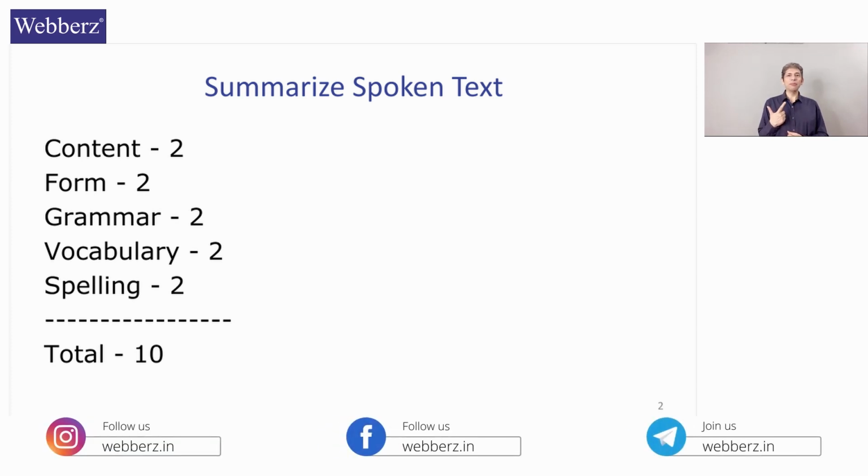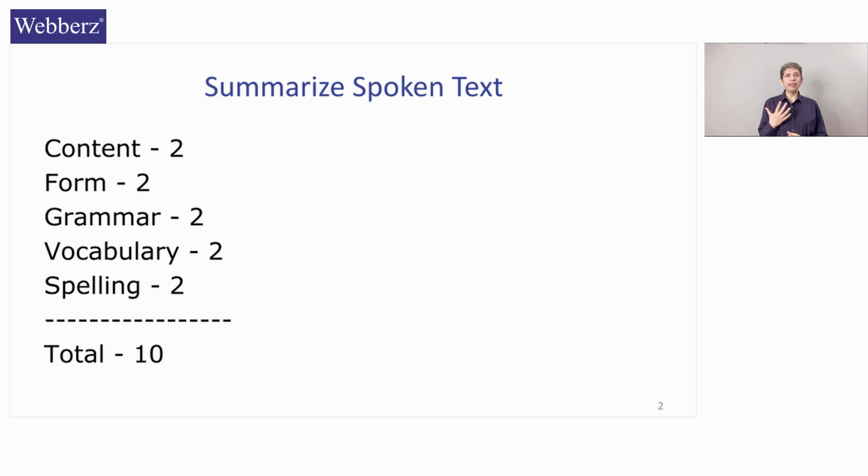The second parameter is form, which is again for 2 marks. The third parameter is grammar, again for 2. Fourth, vocabulary, and fifth is spelling. If you combine them together, they are for 10 marks.